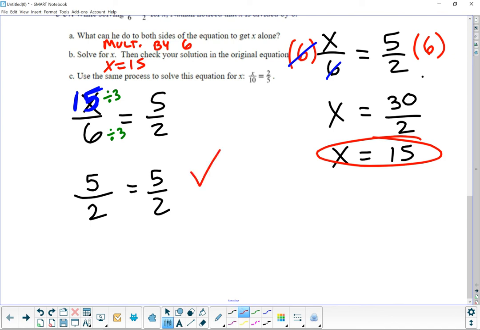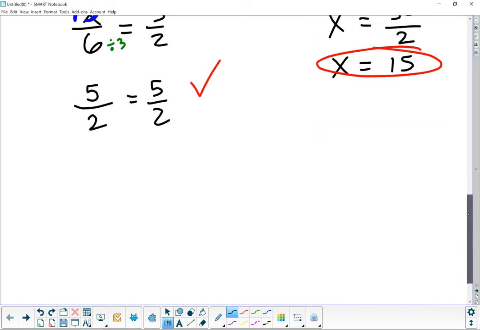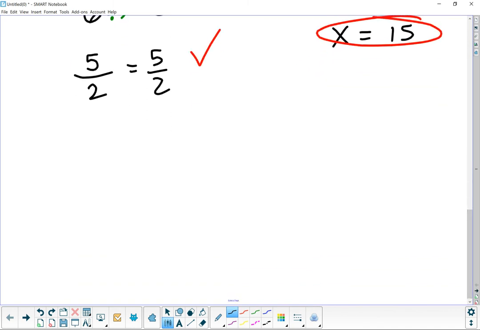Okay. Now, last one. We're going to use the same process to solve for this. Okay. So I'm going to move this down a little bit. So it's x over 10 equals 2/5. Right? So I'll put that in purple. So we will need to solve x over 10 equals 2/5. Right? And we're going to use the same strategy. So we're first going to multiply by 10 on both sides.